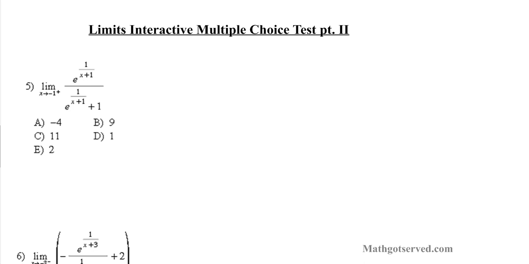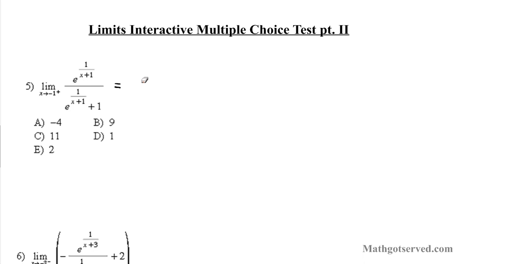In this clip, we're going to be going over the second part of our limit interactive multiple choice solutions. So let's go ahead and take a look at problem number 5. We have to find the limit as x approaches -1 from the right of this expression. We're going to attempt to find this limit by direct substitution, okay? So let's plug in the value.